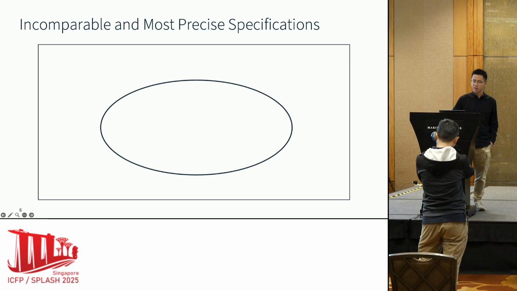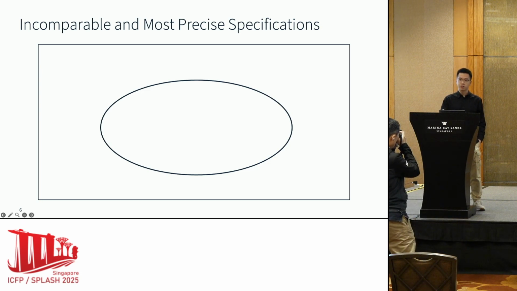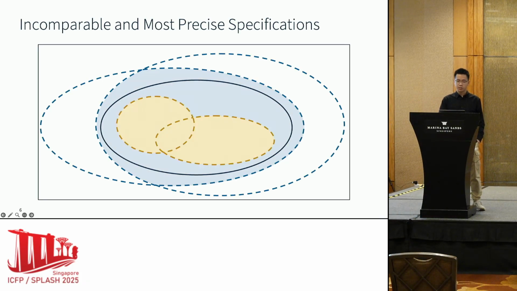Incomparable and most precise means that for the safety properties, their intersection cannot be further strengthened, and for the reachability properties, their union cannot be further weakened.